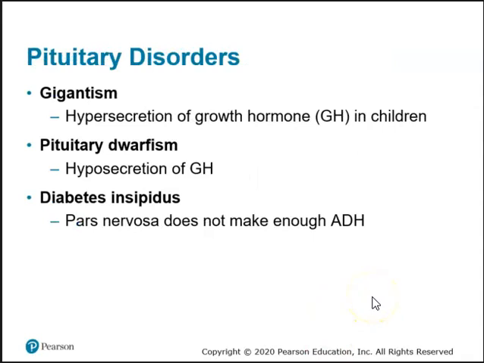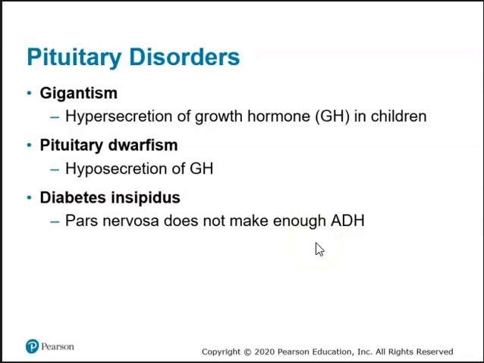So earlier we talked about pituitary gland disorders that might be due to a hypersecretion or hyposecretion of specific hormones, and I'll go over them really quickly. For example, if we have a hypersecretion of growth hormone in children, we'll have a condition known as gigantism. In adults, it's known as acromegaly. If we have a hyposecretion of growth hormone, it's known as pituitary dwarfism. Diabetes insipidus occurs when the pars nervosa does not make enough antidiuretic hormone or vasopressin.